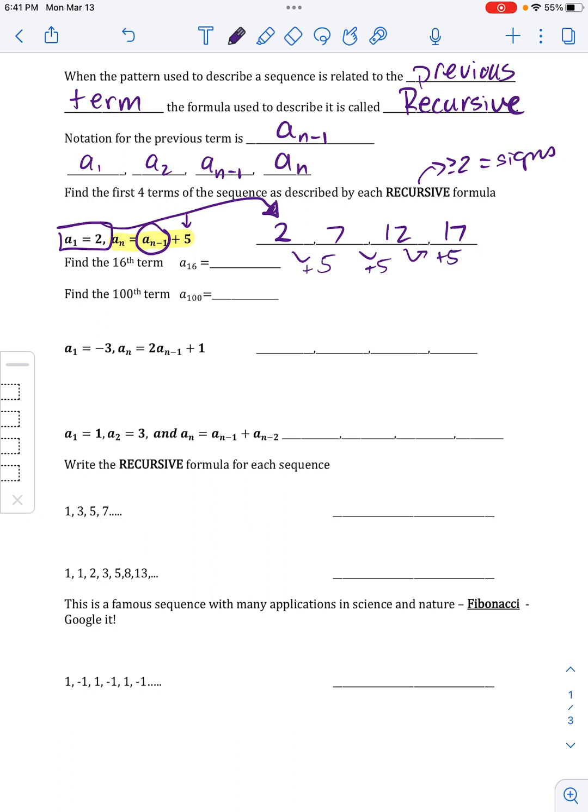So it's easier to generate the terms in a lot of ways, but it's not easier to do this because in order to find this, I would need all 99 terms because I need the 99th term to add 5 to it to get that value. So definitely recursive is not as user-friendly in terms of the long-term, farther out term values, whereas yesterday with explicit, we could just plug in the 100, plug in the 16.